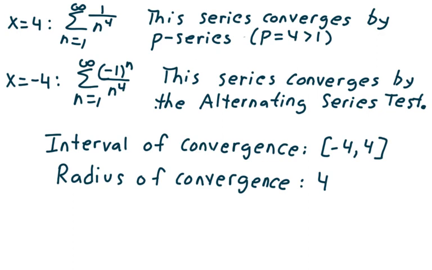And then for x is negative 4, we're left with the summation from n equal 1 to infinity of negative 1 to the n over n to the fourth. And this series will converge by the alternating series test. And double check with your instructor as to how much work your instructor wants to see, or can you just state that for this particular kind of problem. Now, the interval of convergence is the closed interval from negative 4 to 4. The radius of convergence is 4.